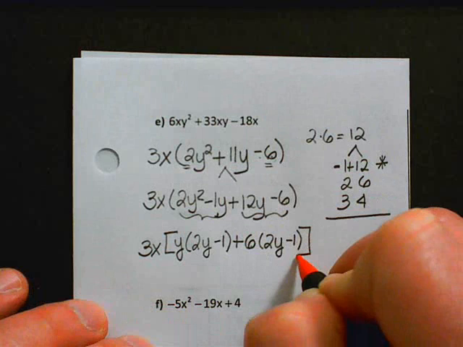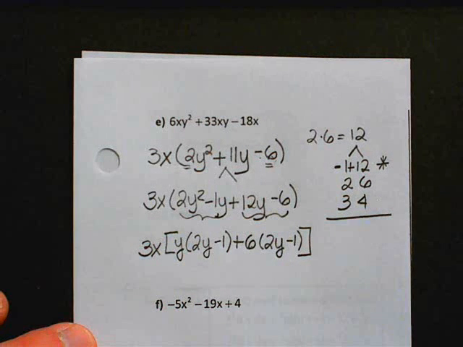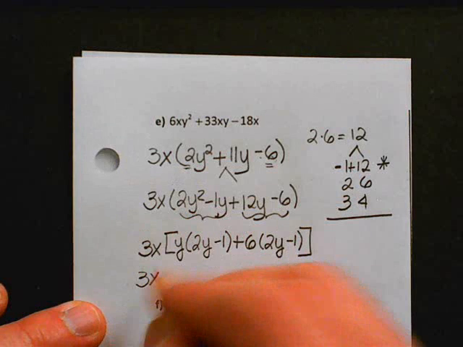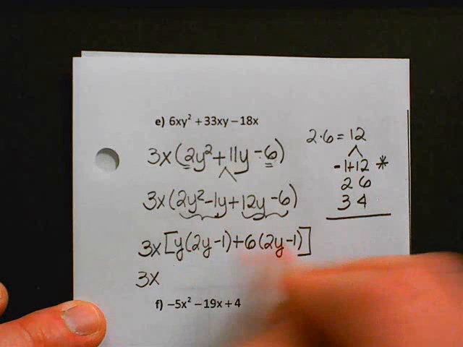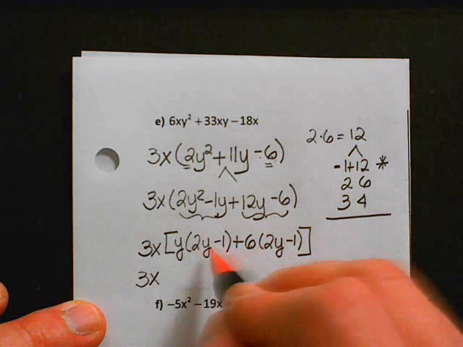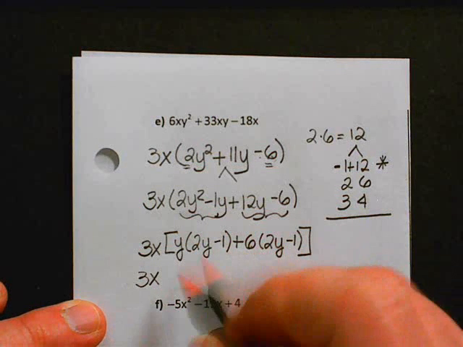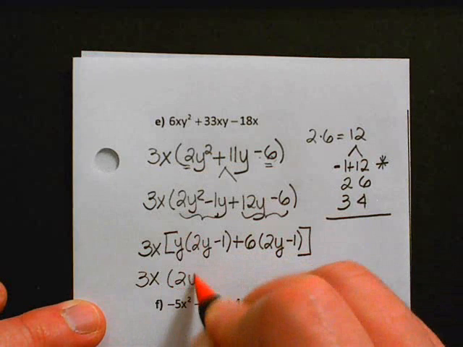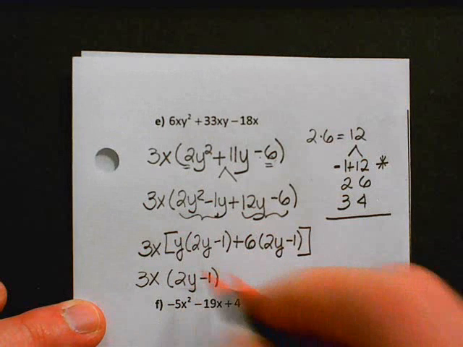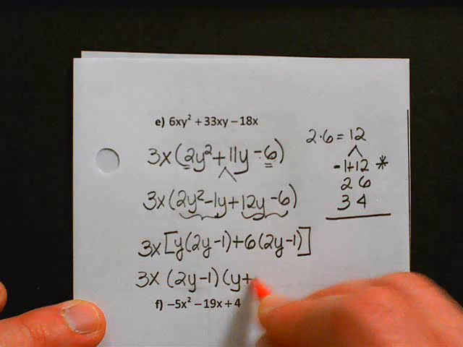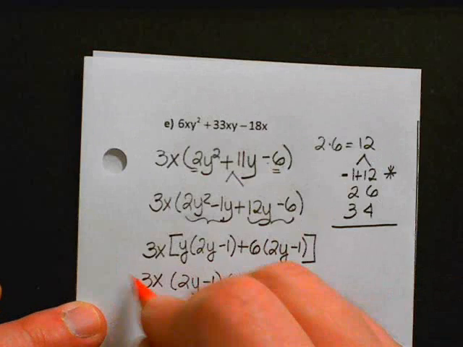Alright, very well. Now, we'll keep copying the number in the front, 3x. And what can I factor from inside the bracket? I can factor out 2y minus 1. And if I factor that out, what is left? y plus 6. And that's going to be my answer.